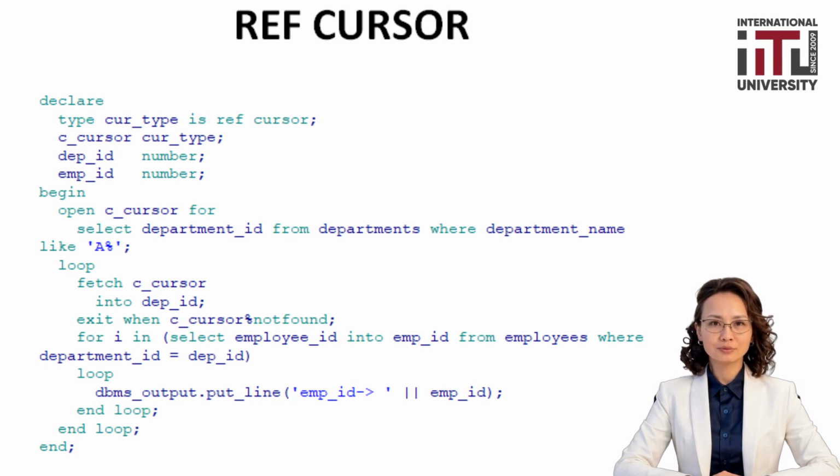For each department, we select employees belonging to it and print their employee IDs using dbms_output.put_line. Using a ref cursor allows this program to dynamically associate the cursor with different queries at runtime, making it more flexible and reusable.